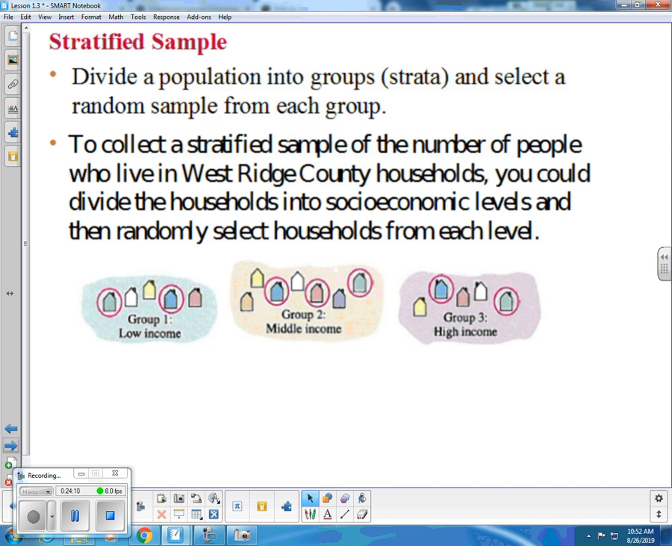So this is an example of West Ridge County households. They're in socioeconomic levels, so low, middle, high, and then notice so many from each get picked. Okay, so that's a stratified sample.